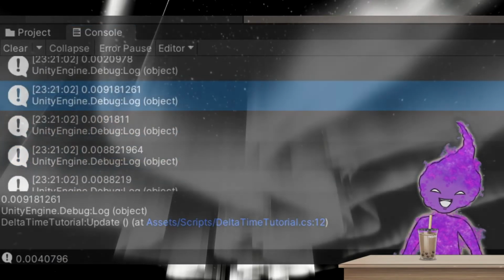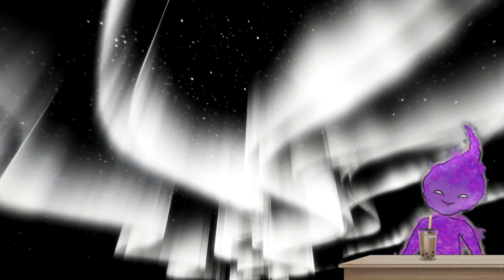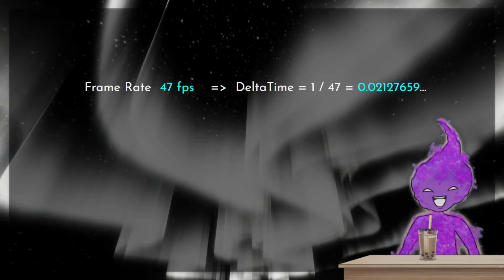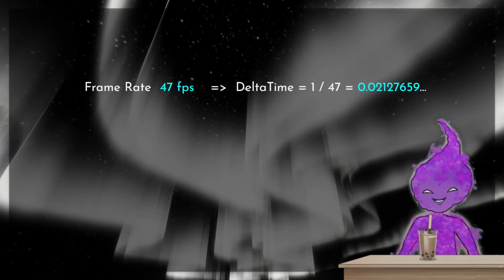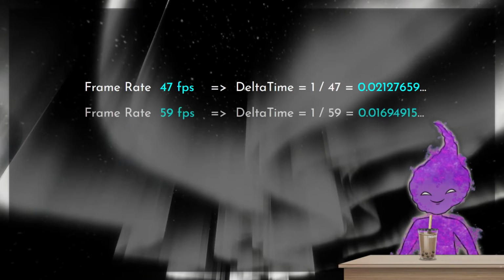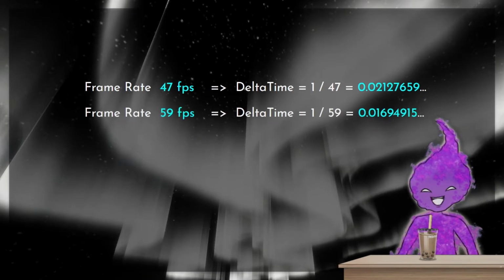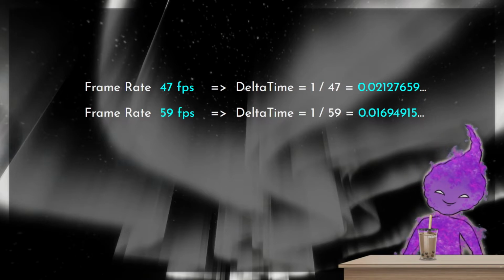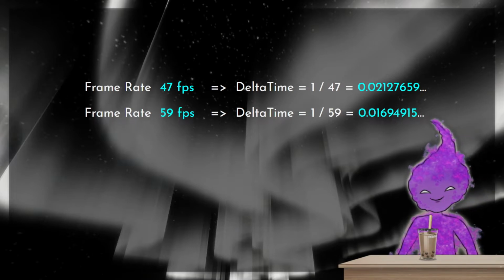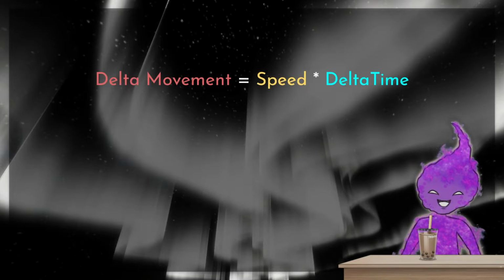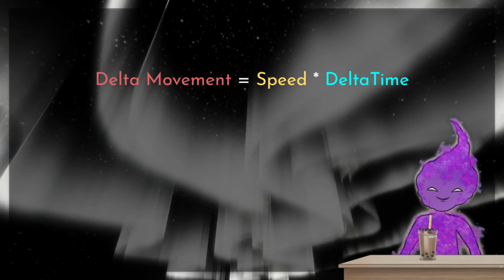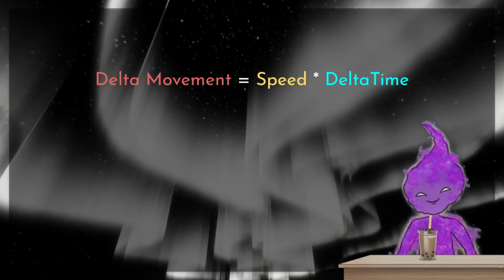The delta time value might vary on each frame since it depends on our frame rate. For example, when our current frame rate is 47 frames per second, then the delta time would be 1 divided by 47 equaling approximately 0.02127. And when our current frame rate is 59 frames per second, then the delta time would be 1 divided by 59, equaling approximately 0.016949. Using the delta time value, we can multiply it with the actual speed to apply the delta movement, but it will be applied separately frame by frame.